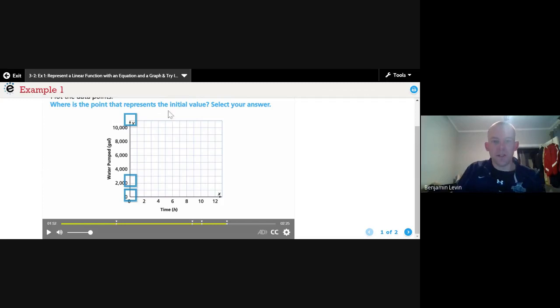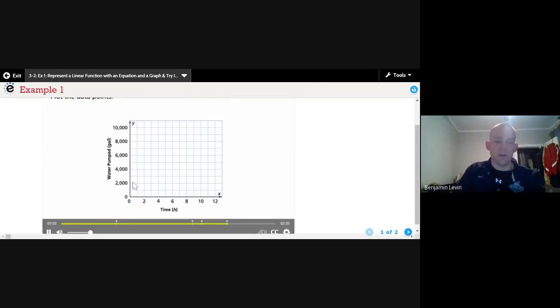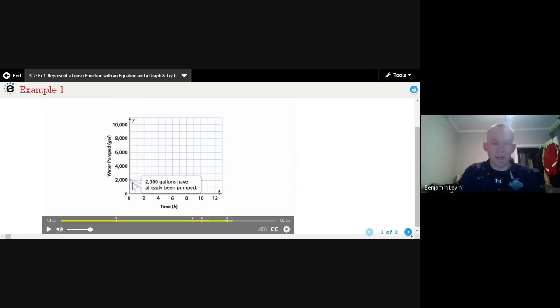What's the point that represents the initial value or the starting point? Well, if we think back to what we did, it said that there were already 2,000 gallons pumped, right? The scenario said there's already 2,000 gallons that have been pumped. So my starting point on this graph is going to be 2,000. Your initial value is 2,000 gallons. So again, because that was our y-intercept in our linear equation, that makes sense, right? That's going to be our first point.